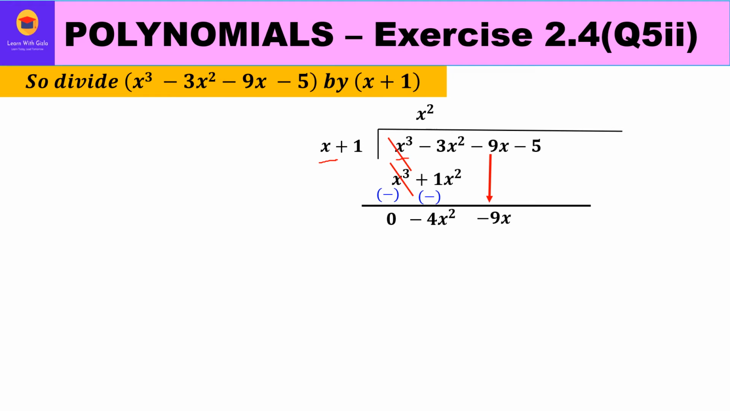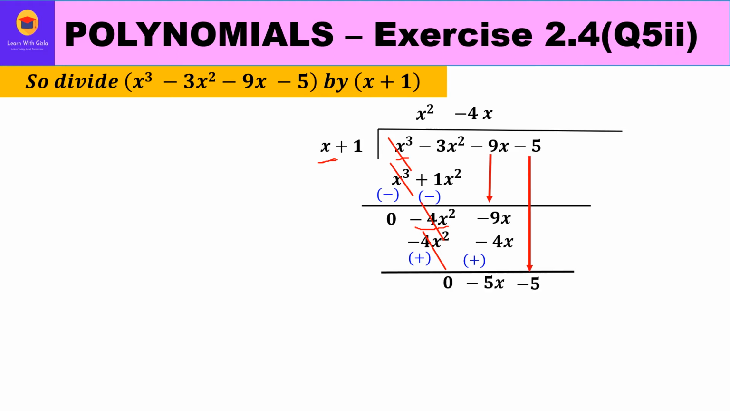Now you have to think of a number that should be multiplied by x again to get minus 4x square. So first we want minus 4, right? And then we want one more x, right? So isn't it minus 4x which we are looking for? So let me rub this. So it is minus 4x. So now if you multiply minus 4x by x plus 1, you will get minus 4x square minus 4x. Change the sign, cancel it. And minus 9x plus 4x will give you minus 5x.